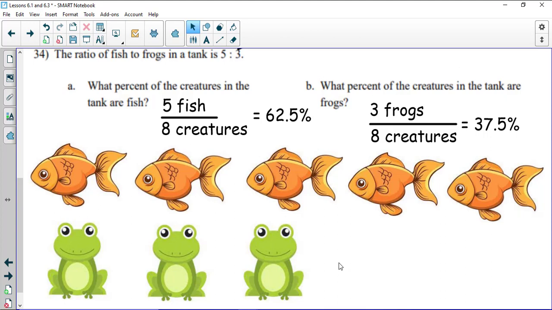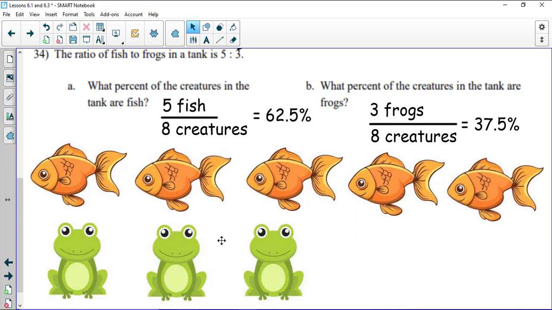Part A says, what percent of the creatures in the tank are fish? I couldn't think of a better word besides creatures. So we've got 5 fish out of 8 total creatures, 5 plus 3. 5 out of 8 is 62.5%. Remember how we find that. We can do 5 divided by 8, which as I said previously is 0.625. That's our decimal. That's equivalent to 62.5%.